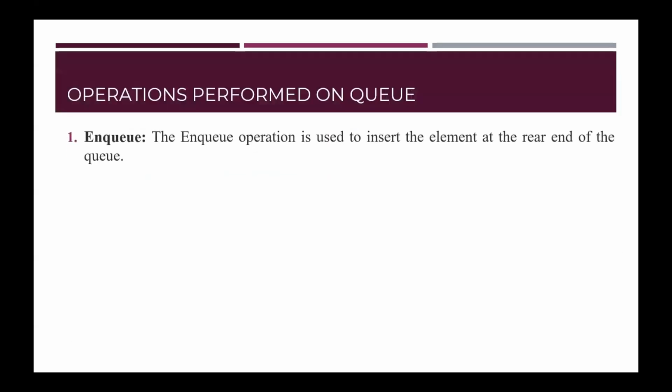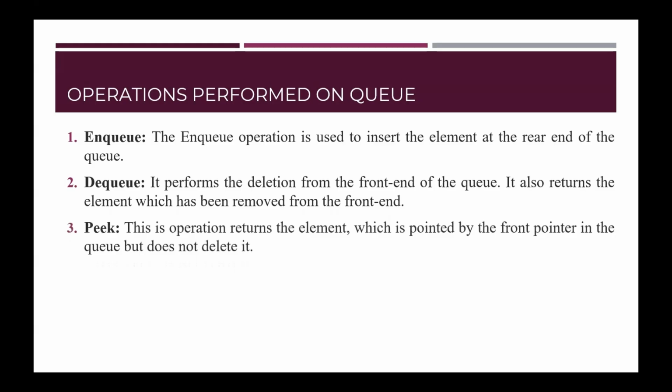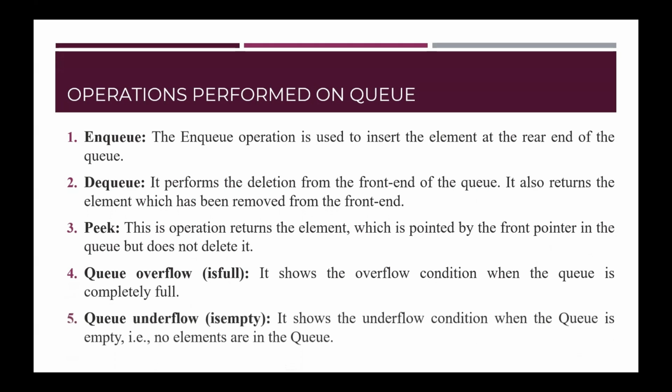So what are the operations of the queue? First one is the NQ, where we are performing the insertion operation, meaning we are inserting an element into the queue. Next one is the DQ. DQ is deleting an element from the front end of the queue. Peek means we are only retrieving the information stored inside the front pointer without deleting the data. Next operation is overflow, where we check whether the queue is completely full or not. Last one is underflow, where we check whether the queue is empty or not. Queue is empty means there is no data present inside the queue.